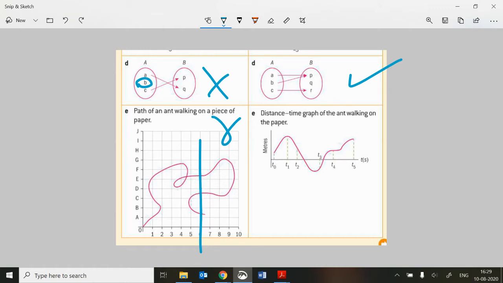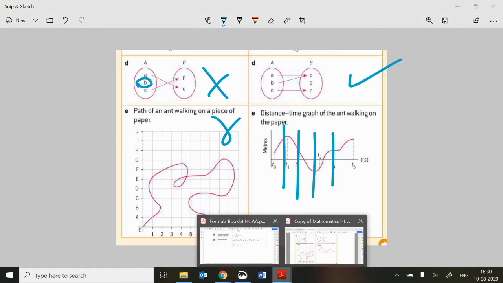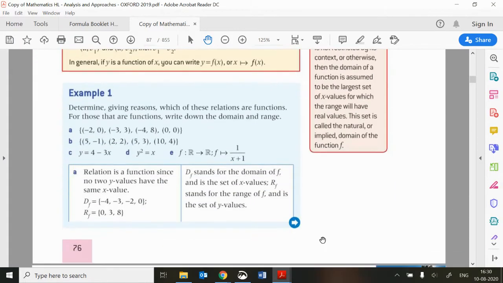There is no horizontal line test, by the way, because the horizontal line test is completely fine. It's just a vertical line. At any point, you only get one answer for any point which you choose in your domain. Okay, so now let's actually go on to the questions.